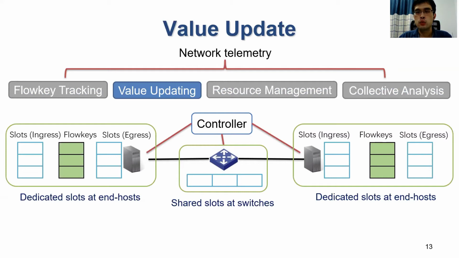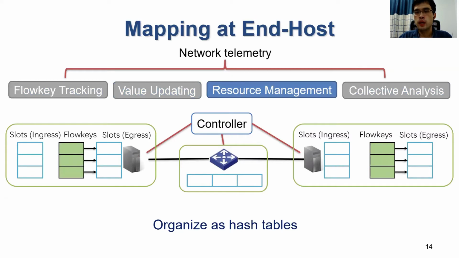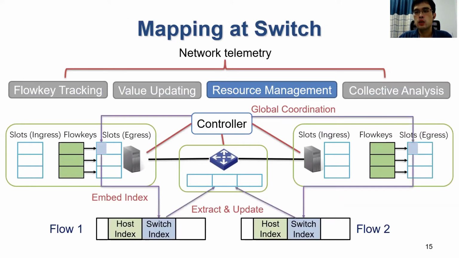In end hosts, we allocate dedicated slots to each flow because the memory is sufficient in end hosts. But in switches, since the memory is limited, we allow multiple flows to share the same slot. The third partial operation, flow mapping, then determines how a flow associates with its slots. In end hosts, we organize flow keys and slots as hash tables, but in switches, we compute the switch slots by coordinating the controller and end hosts.